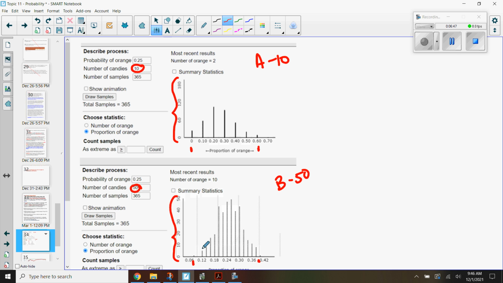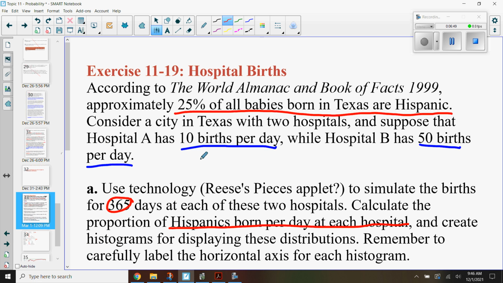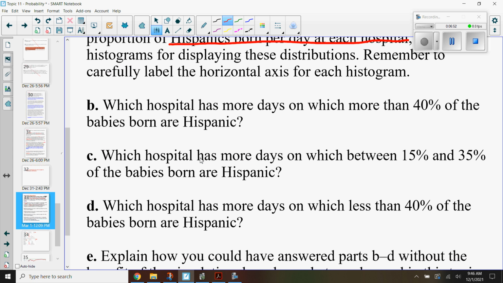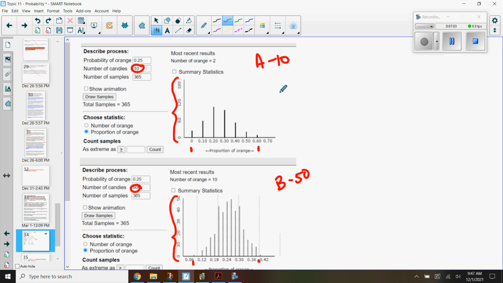So let's look at the questions that they're asking us. Which hospital has more days on which more than 40% of the babies are born Hispanic? Well, let's take a look at our picture. Here is 40% Hispanic right here, and I got that bar, and that bar, and that bar there. So I have a decent number of days in Hospital A where I had more than 40% born Hispanic. Hospital B, I have hardly any, maybe that one little one right there, not very much.